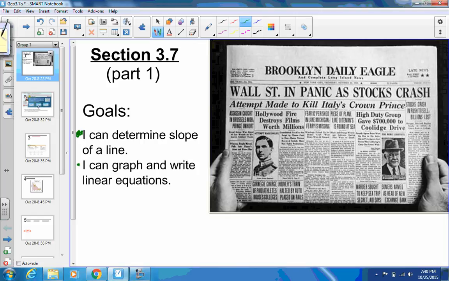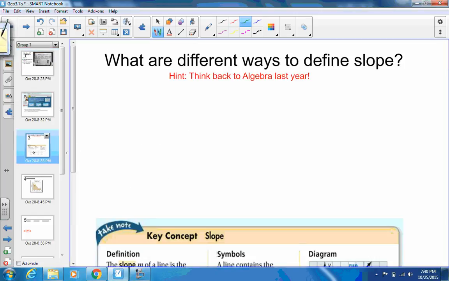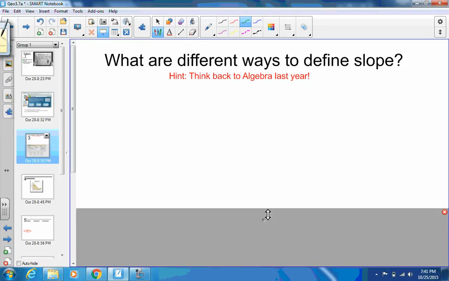And here's what we're going to go to first. Think back to algebra, and I want you to think of how many different ways there are to define slope. Give one definition or one way that you could describe or define slope. Now, maybe you came up with, hopefully you remembered, M is what slope is. Maybe you thought of rise over run.